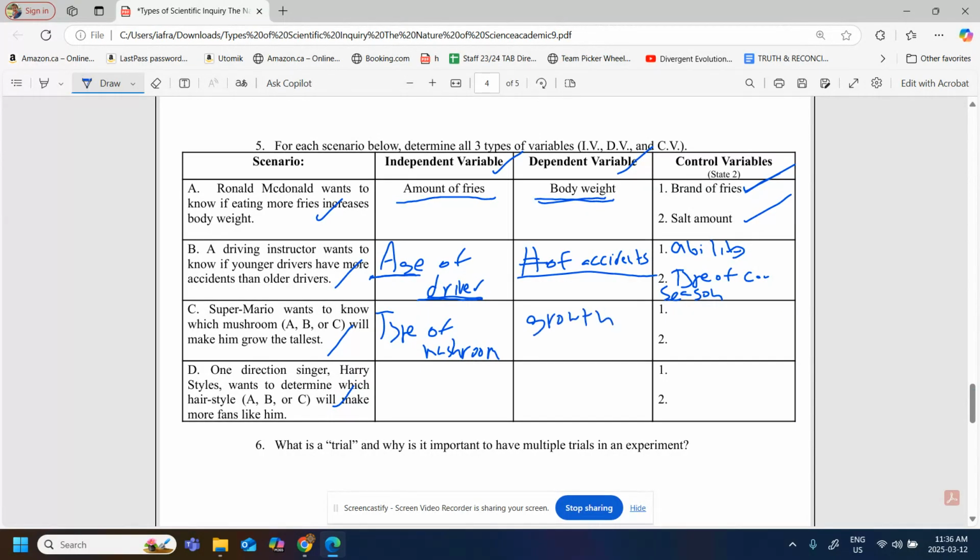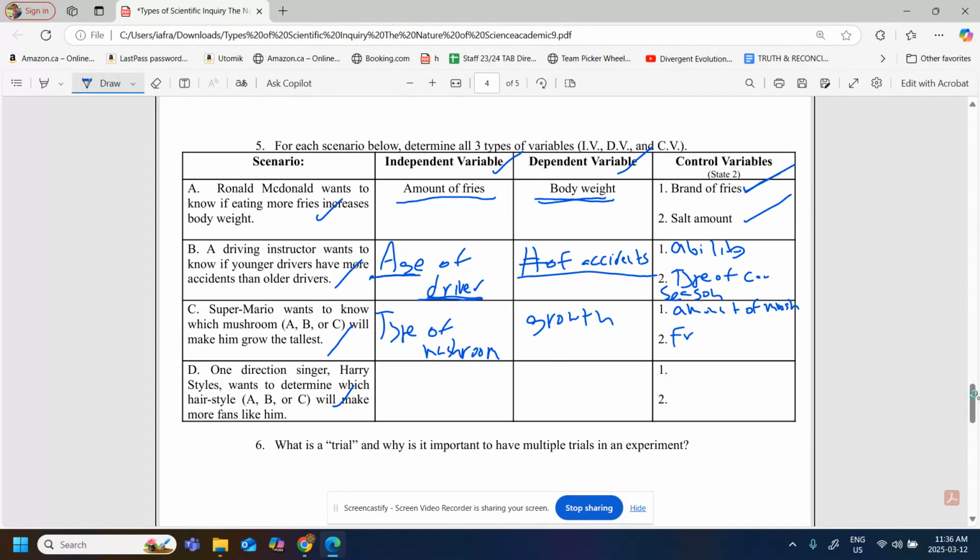Now, what are some things that should be kept the same between the 3 types of mushroom that you're testing? Because you're testing A, B, and C. So Mario tests A to see how tall he grows, tests B to see how tall he grows, and tests C to see how tall he grows. Well, maybe the amount of mushrooms consumed. Because if you consume more A and not as much B, is that fair? Can you really conclude that A makes you grow taller than B if you have different amounts? So amount of mushroom, perhaps, you can look at.